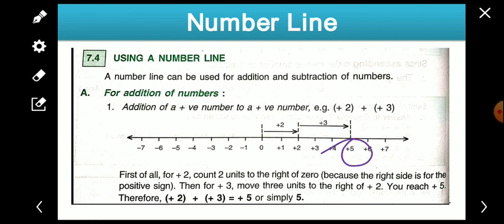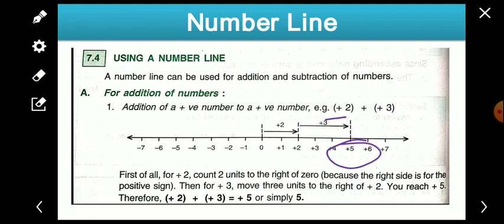Wherever we reach at last, that will be the sum of the two numbers. At first we moved 2 units towards the right, and again we moved 3 units, because we had to add 3. After that, at last we reached 5. So 5 is the answer.